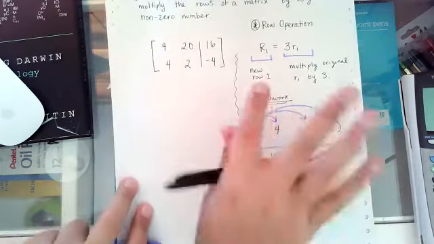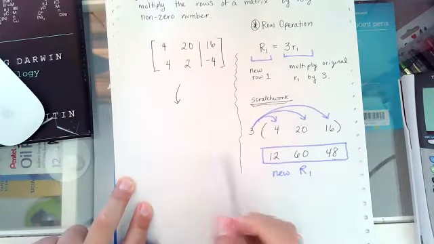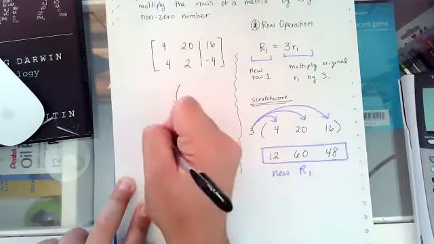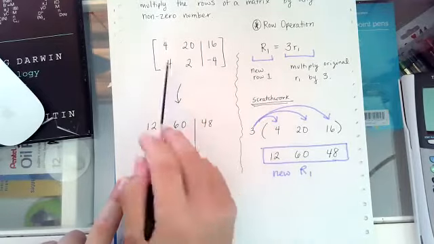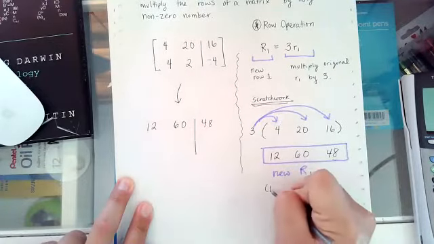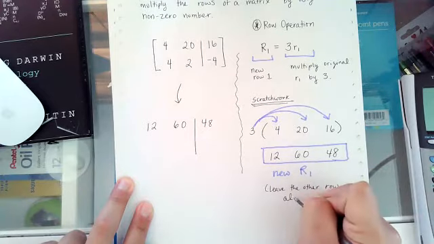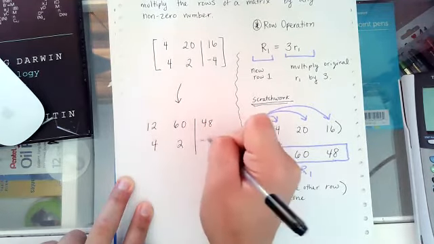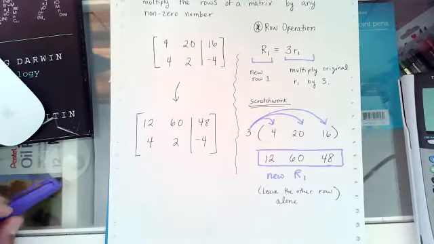So all I'm going to do, if I'm told to do this row operation, is take my matrix and rewrite it, but I'm going to replace row 1 with these numbers: 12, 60, 48, and leave row 2 alone. So we'll just put 4, 2, and -4. Any questions about that process?